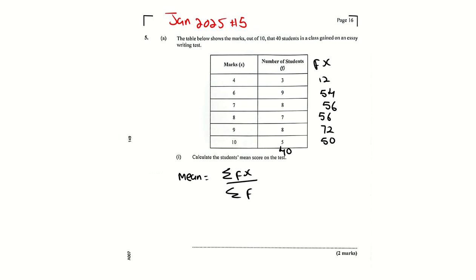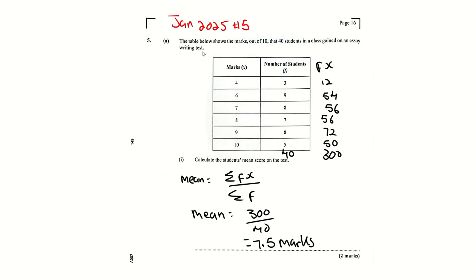You want the summation of that, so let's add it. 12 plus 54 plus 50 plus 56 plus the next 56 plus 72 plus 50 is equal to 300. So the mean should be 300 divided by 40. You're going to get 7.5. So the mean score is 7.5 marks, and that is how you do this first question.